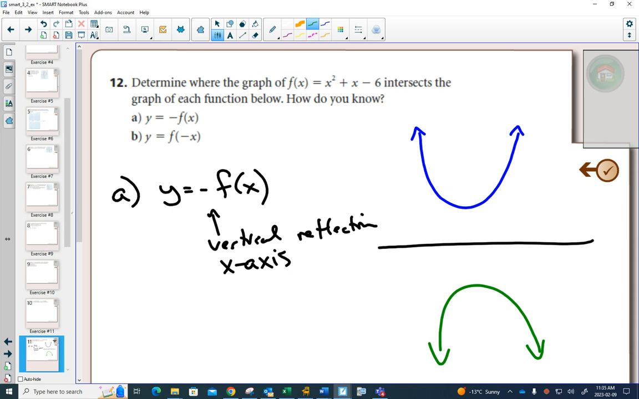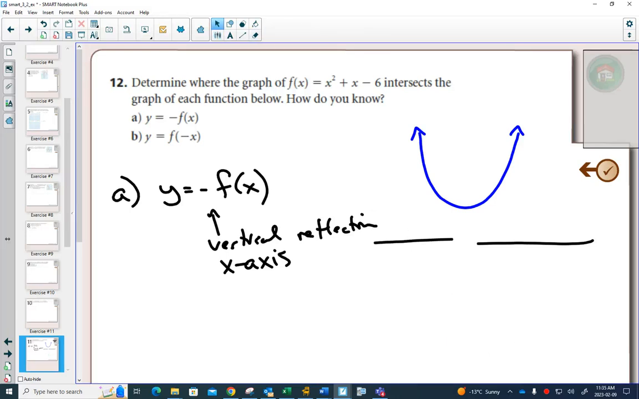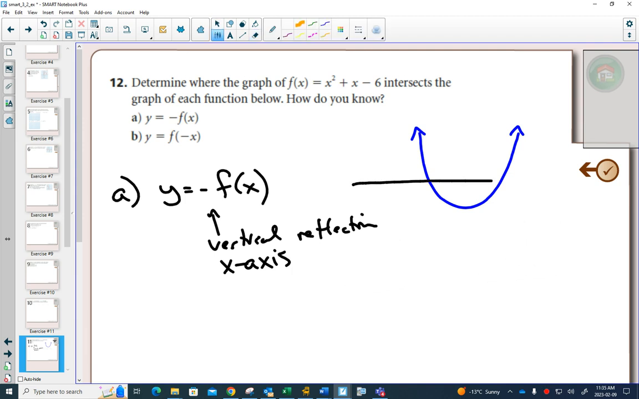If it did this, does it ever intersect? No. But I imagine maybe my x-axis was here. If my x-axis was there and I reflected it over, then there would be 2 points where it intersects. What would those points be?